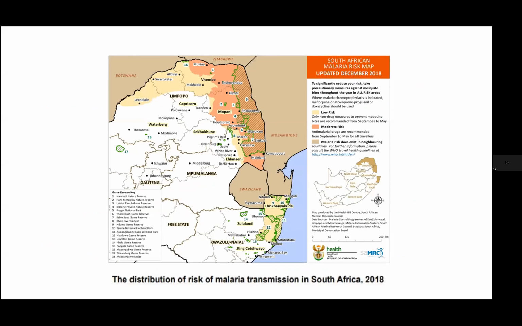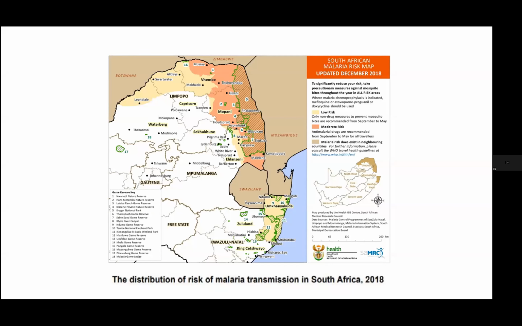So here we have the distribution of risk of malaria transmission in South Africa, the map which was updated in December 2018. Local malaria transmission occurs mainly in the low altitude areas, that's below 1,000 meters above sea level, in Limpopo, Mpumalanga, and KwaZulu-Natal provinces, but most especially in areas bordering Zimbabwe and Mozambique. Malaria transmission occurs mostly in the rainy season between September and May, and Plasmodium falciparum accounts for a majority of malaria cases and is the predominant species associated with severe and fatal illness. So despite limited transmission in our country, malaria remains one of the priority diseases for the National Department of Health.